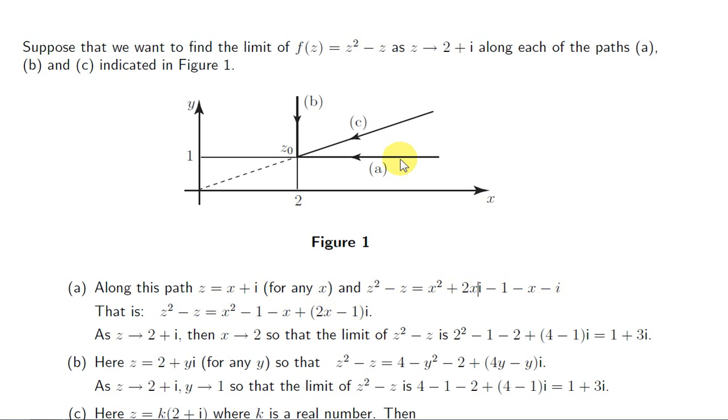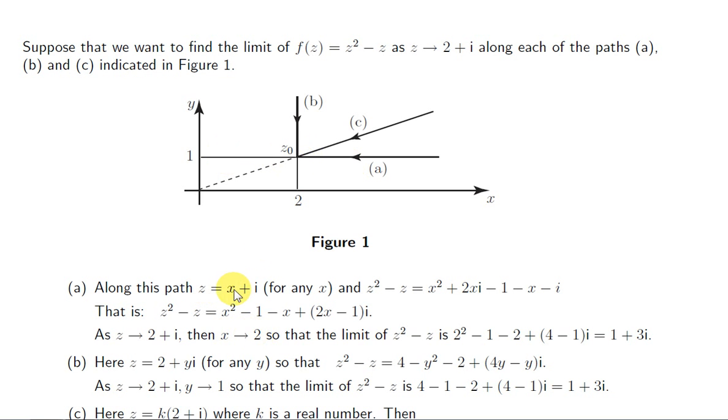Now we want points on this path to approach the complex number 2 plus 1i, and we're approaching it from the right. So we're just considering values of x that are greater than 2. So we're letting x tend towards 2 if we're approaching from the right, if x is greater than 2. Although we could approach it from the left actually, if x is less than 2. We'll see that it doesn't actually matter.